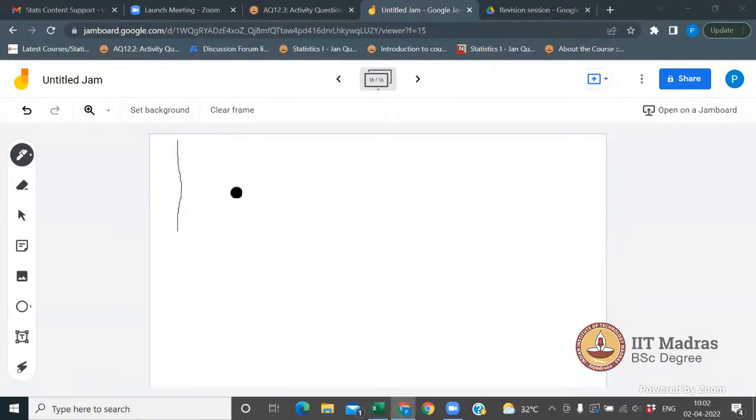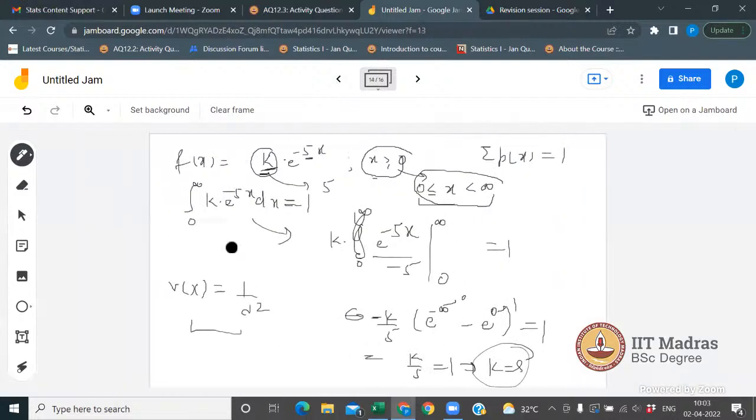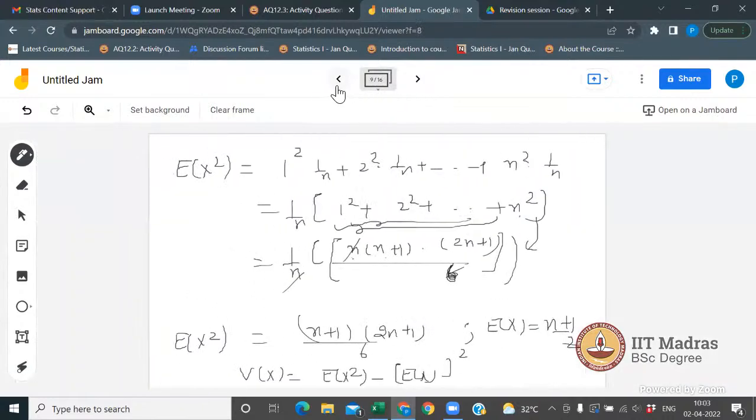One more thing. In the Stats 1 syllabus, integration is not there, which means you do not need to do the integration at all. I told you this just so you know how you can calculate it. Second thing, I think Divya has asked about the discrete uniform, right?